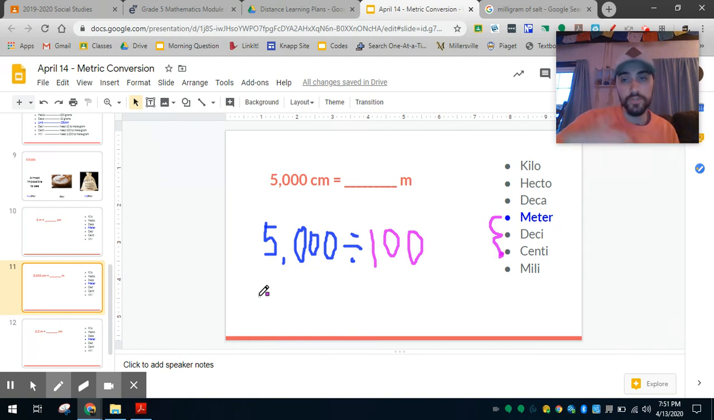And you can do that on your calculator if you want, or if you remember our decimal rule, you can do that. But for now, to keep it simple, we're going to do our calculator. And I know that 5,000 divided by 100 is 50 meters.